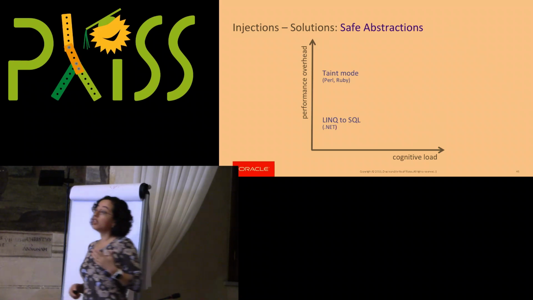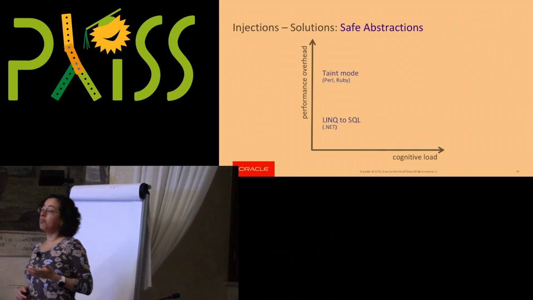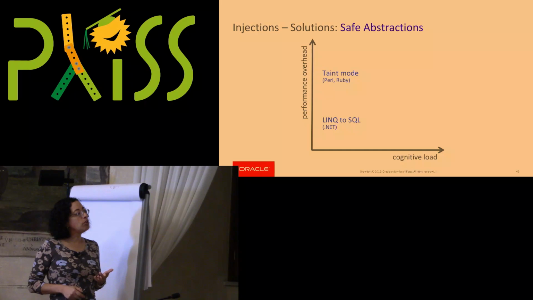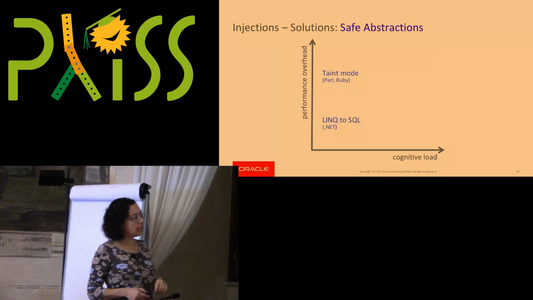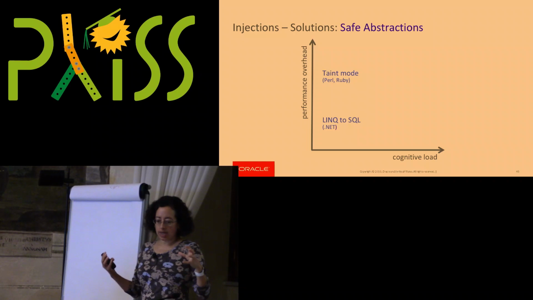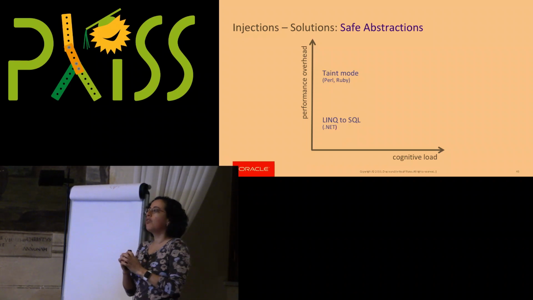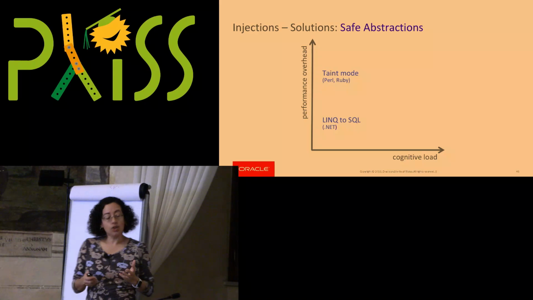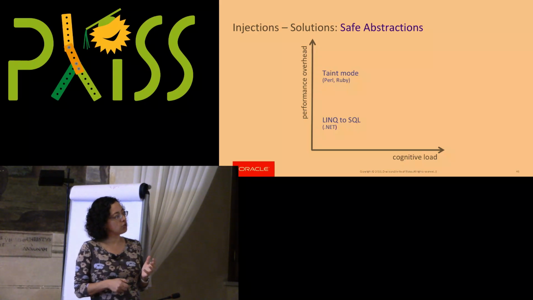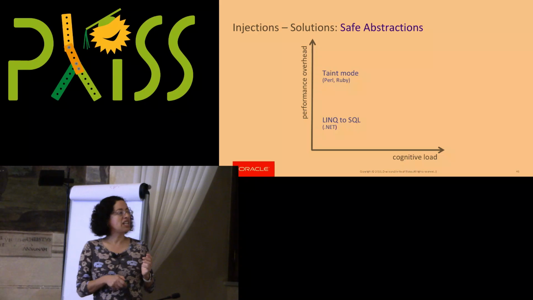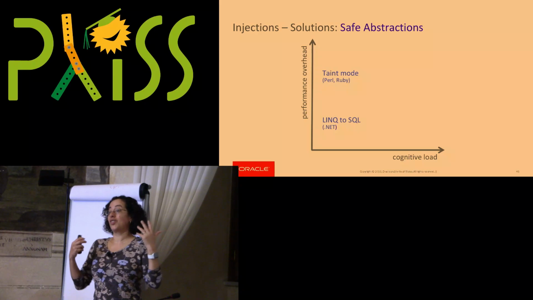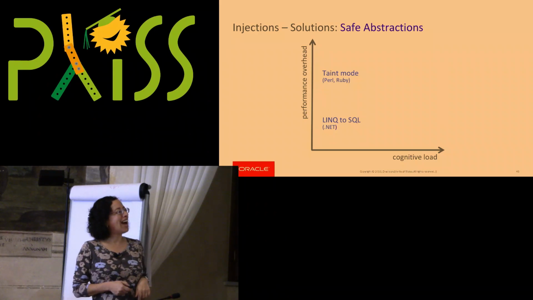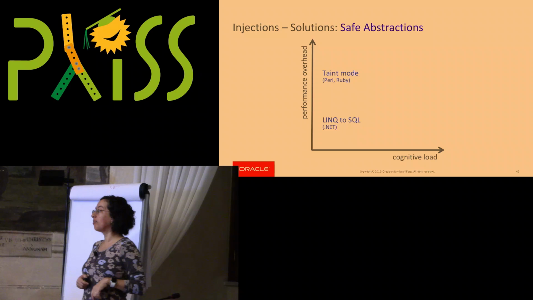And of course, in terms of safe abstractions, what has been made available here are two different models. We have LINQ to SQL, which is one model that is purely focusing on how to avoid SQL injections. So it's focusing on a subset of the problem. It solves that problem really well, and it's one of those examples where it's actually reaching that sweet spot, right? That is low cognitive load for the developers because they're just writing the code almost in the same way as they used to, and it doesn't introduce a performance overhead.